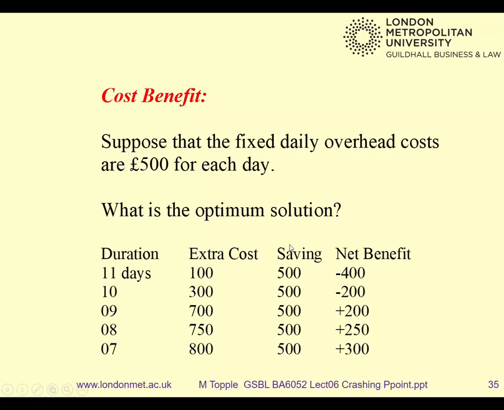And then, suppose I tell you that the fixed daily overheads for this project are £500. So to go from 12 days to 11 cost us £100, but gained us £500. So what's happened to our total costs?